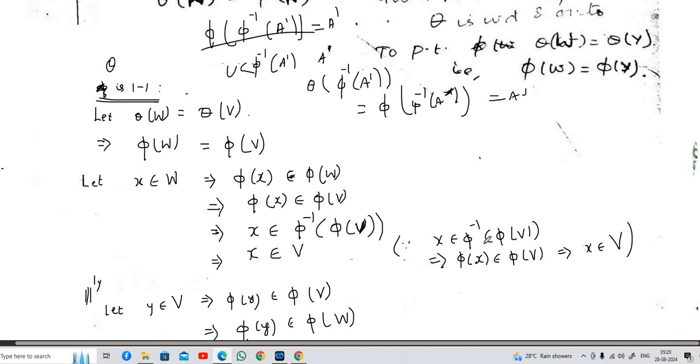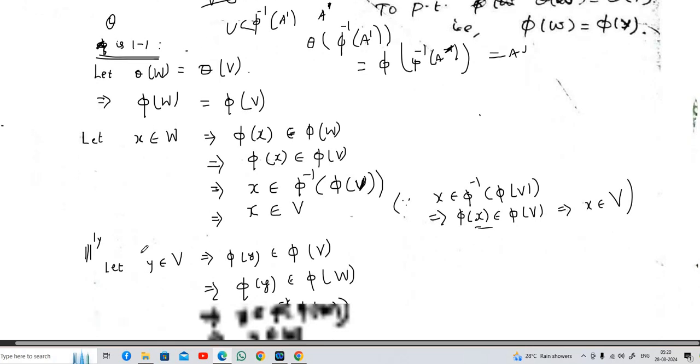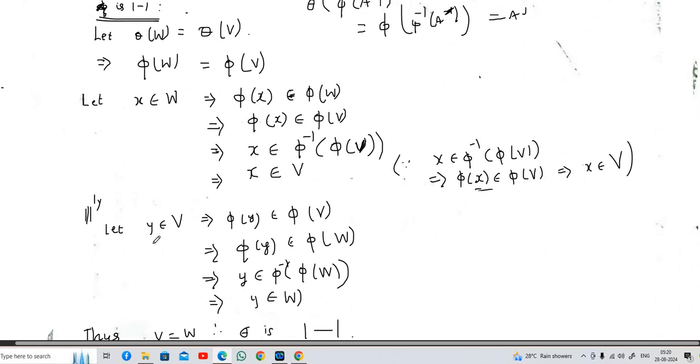But x is in phi inverse of phi of V means you have phi of x belonging to phi of V, which in turn implies that your x is in V. So your x belongs to V. X in W implies x belongs to V. And similarly, we can consider y in V to show that V is contained in W.